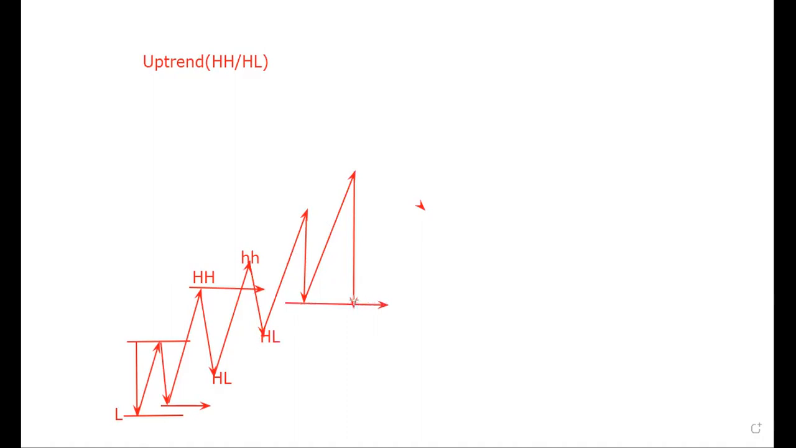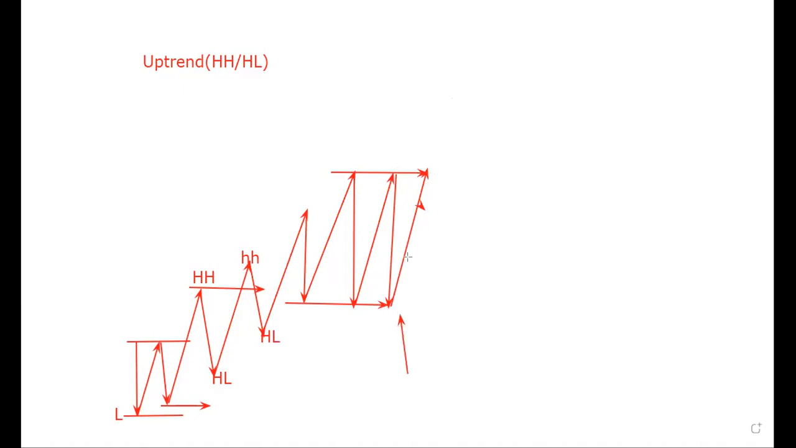Then the market would do something like this, come back, but it's unable to break this point again. It's unable to break the previous high. Now, the market is only ranging. You can see it's ranging between this point and this point. Now, what will you do? You will continue to watch it until the market either breaks this up again or breaks this down.